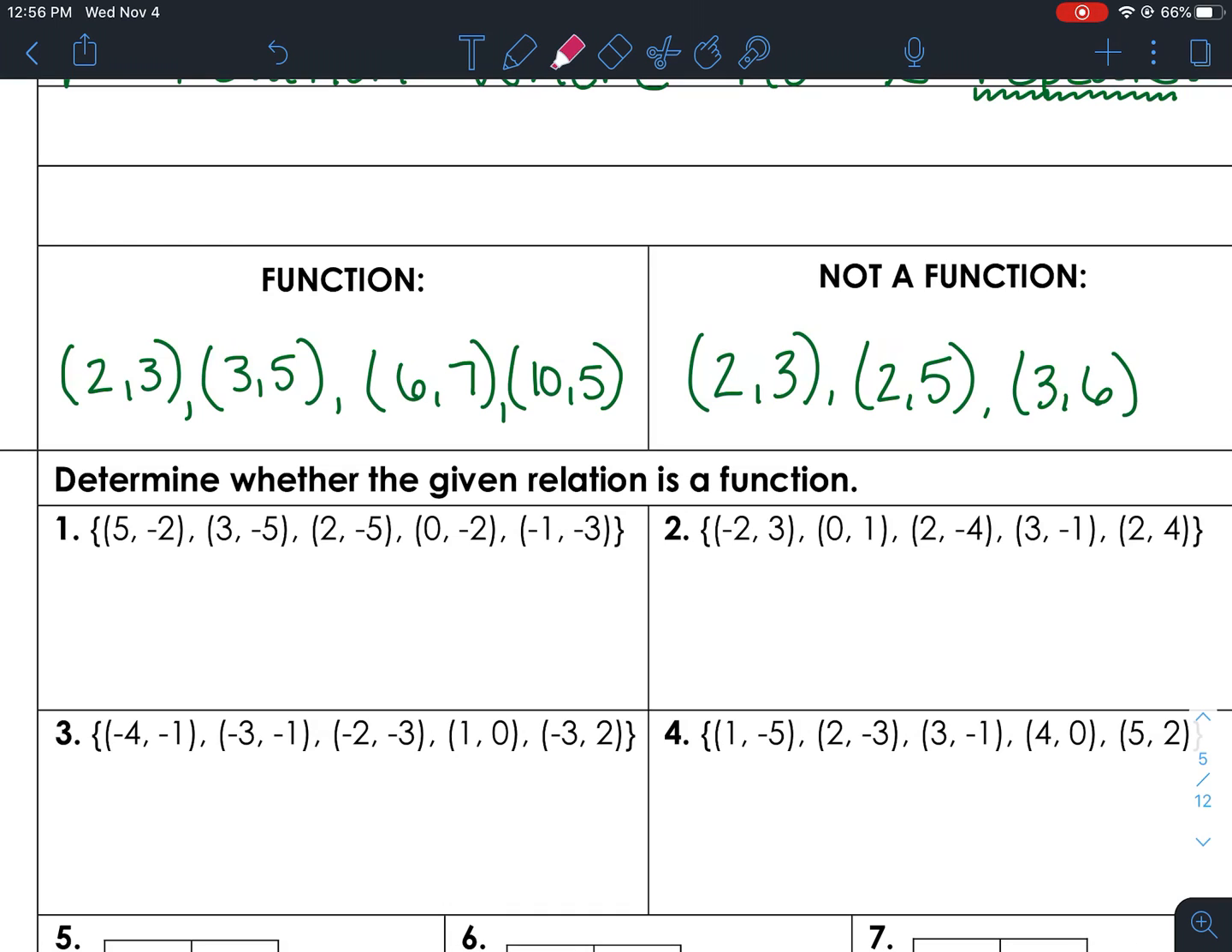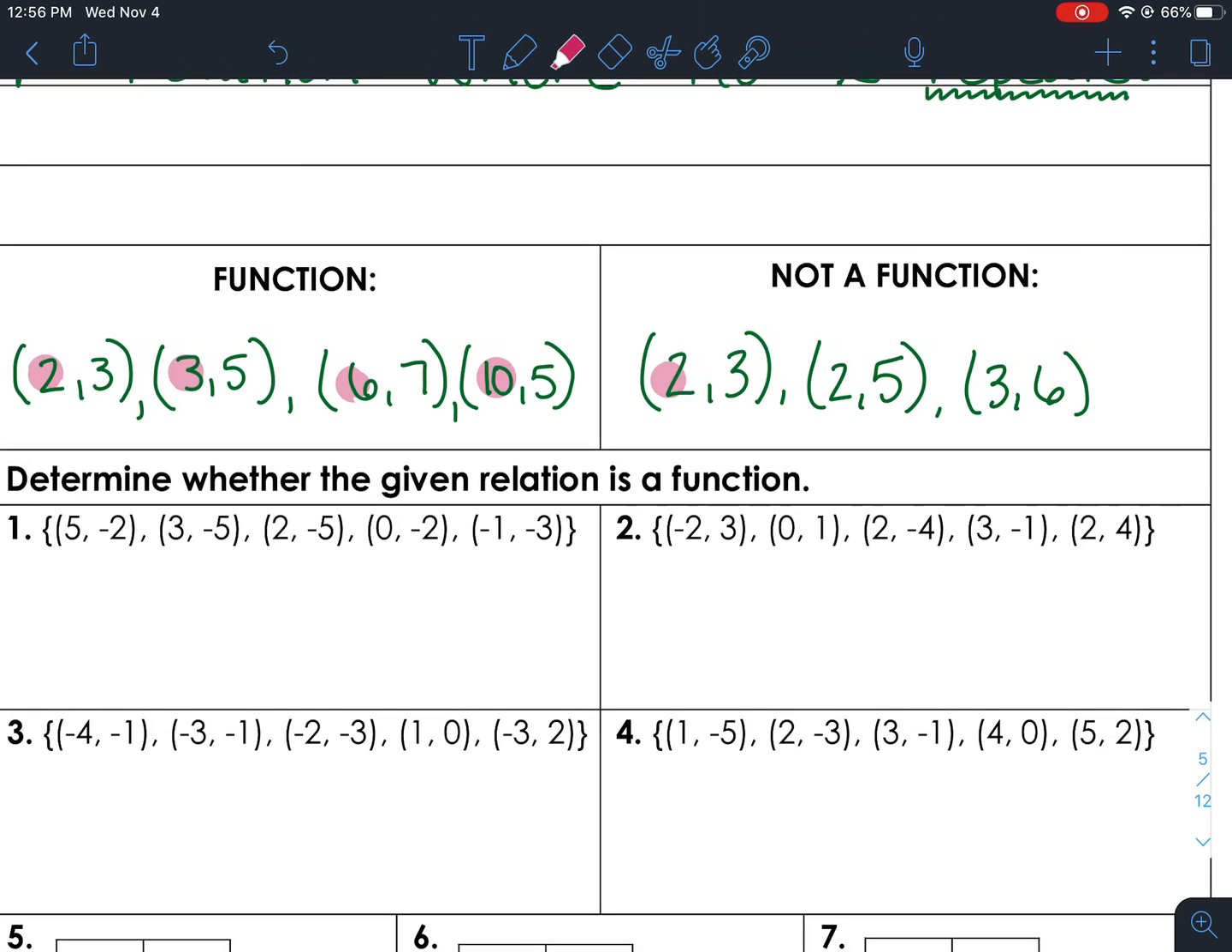So like I said, we're looking at where no x repeats, so we want to zoom in on those x's. Here we have a 2, a 3, a 6, and a 10. None of those numbers repeat, so that is a function. For our non-example, we have 2, 2, and 3. As you'll notice, my 2's repeat. That's why it's not a function.